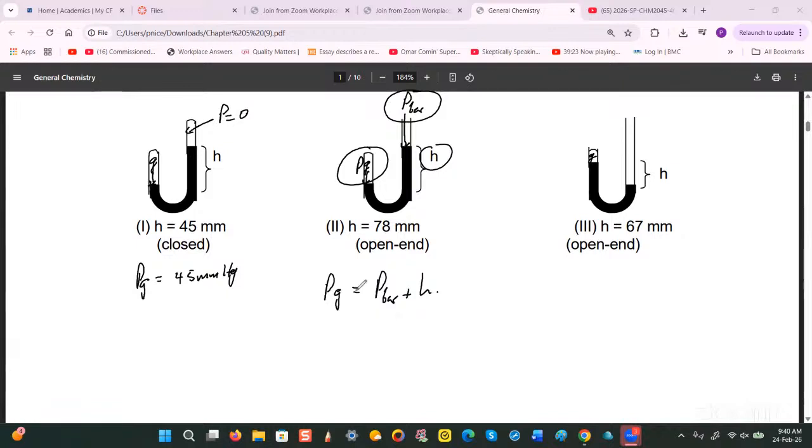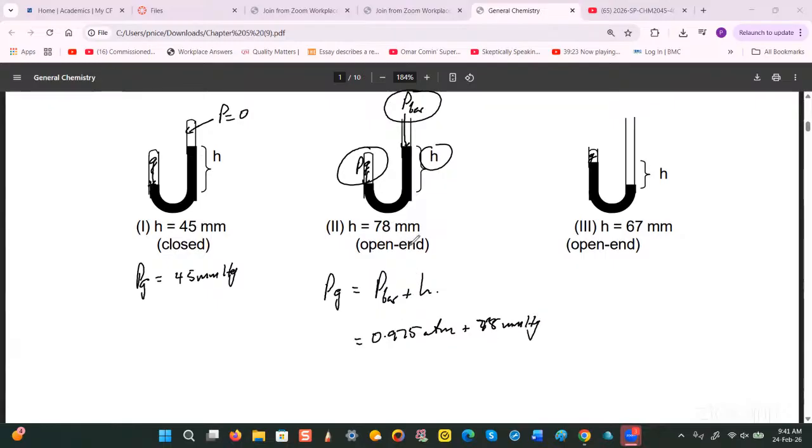So the question is asking for the pressure of the gas. So we will write down that the barometric pressure, which is, what was it again? 0.975, I think it is. Okay, so it's 0.975, and this would be atmospheres. Plus H, which is 78 millimeters mercury. Now, these two have different units, so you cannot add them.